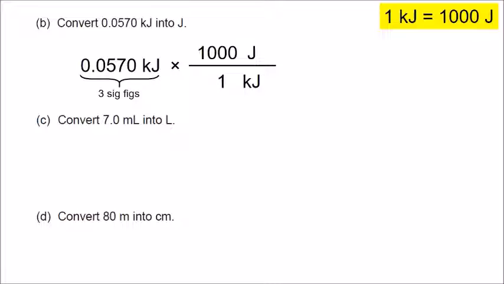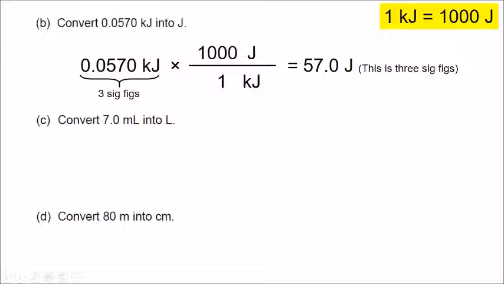Now we have 3 significant figures for the initial measurement because those first 2 zeros are leading zeros, they don't count. Our answer should have 3 significant figures, but when we do this on the calculator, 0.0570 times 1,000, our calculator only gives us a number of 57. This is only 2 sig figs. If we need our answer to be 3 sig figs, we have to express it as not 57, but 57.0 joules. And this is 3 sig figs, and that is our final answer.